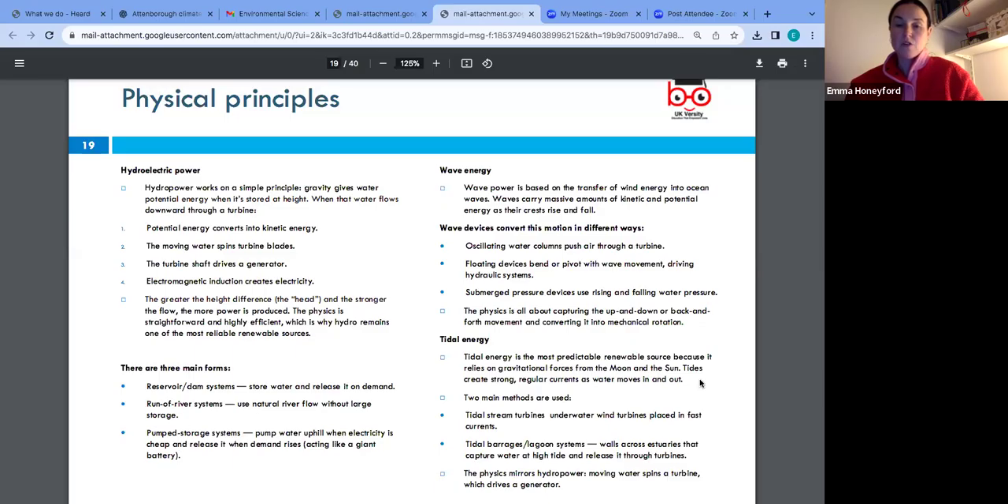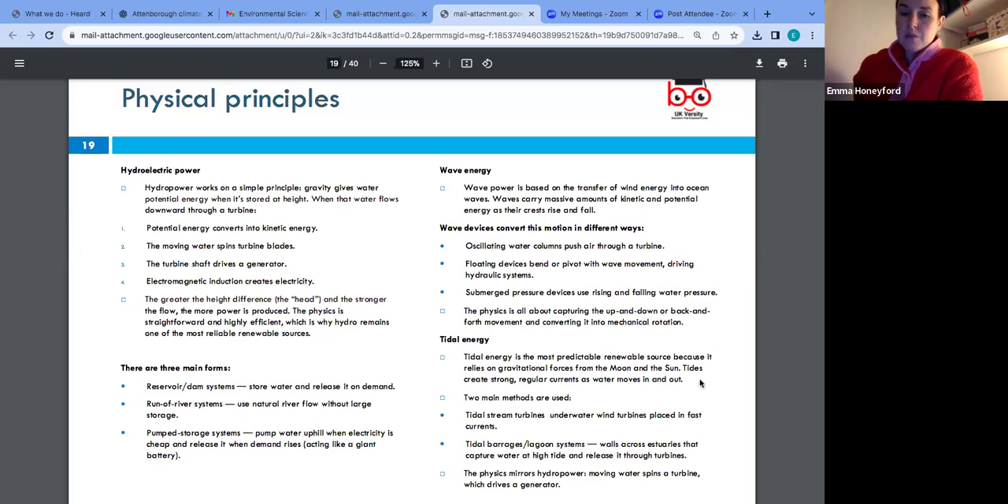So wave energy, in contrast. So wave power is based on the transfer of wind energy into ocean waves. So waves carry massive amounts of kinetic and potential energy as their crests rise and fall. Okay, so the wave devices convert this motion in different ways. So the oscillating water columns push air through a turbine. Floating devices bend or pivot in wave movement, driving hydraulic systems. So the physics is all about capturing the up and down or back and forth motion and converting it into mechanical rotation. So that's the underlying physical principles of it there.